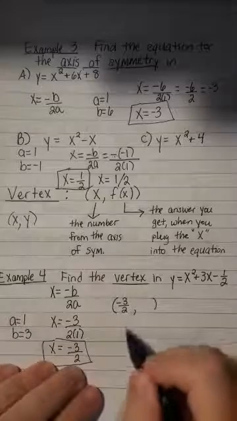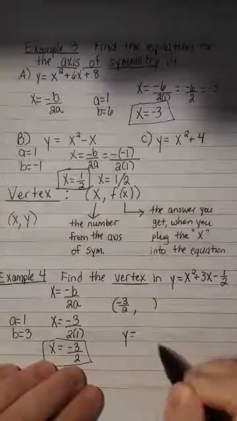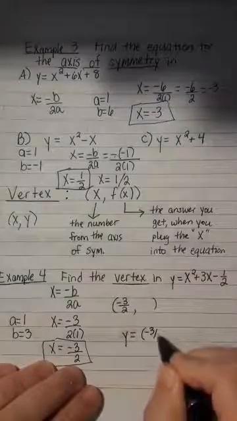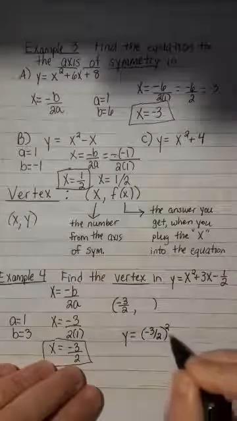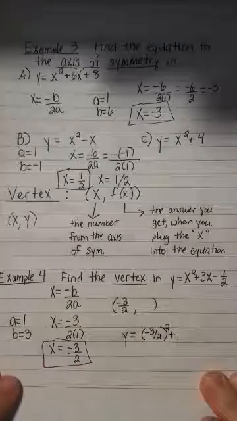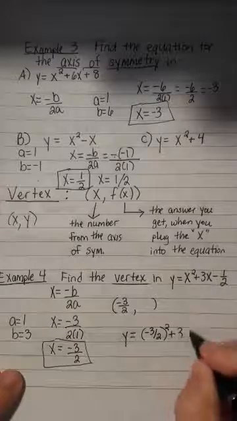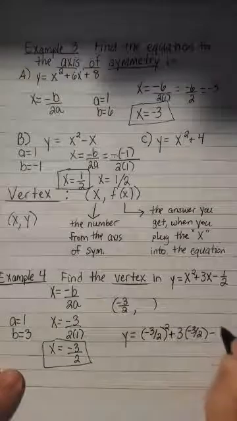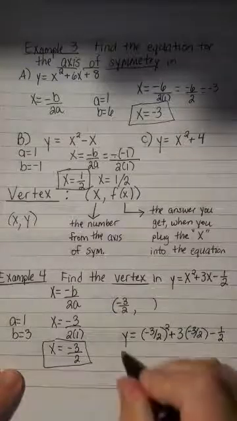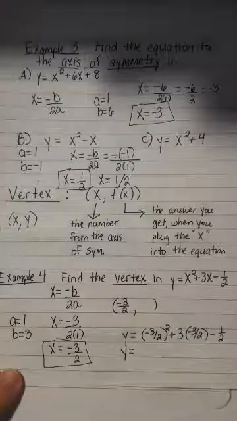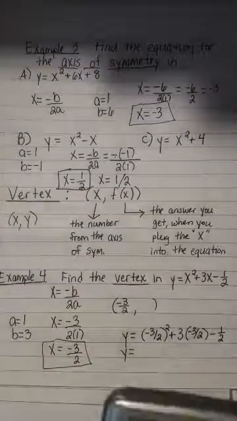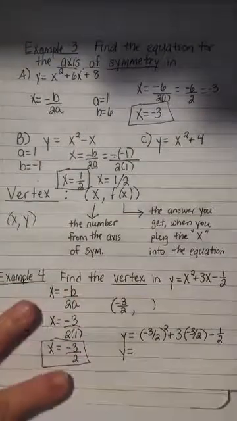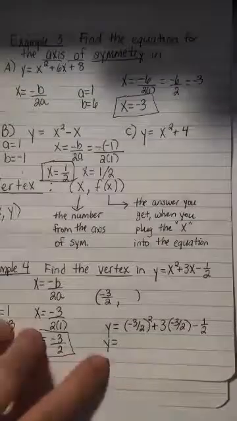All right, so I'm going to come down here and just say y equals x squared. And our x is negative 3 over 2, so I'm going to put negative 3 over 2 squared, plus 3 times x, which is going to be 3 times negative 3 over 2, and then minus 1/2. Now, if you have a calculator that has a fraction key on it, all you do is type in exactly what you see here. I'm going to show you that on my calculator to make sure you know how we're typing it in.